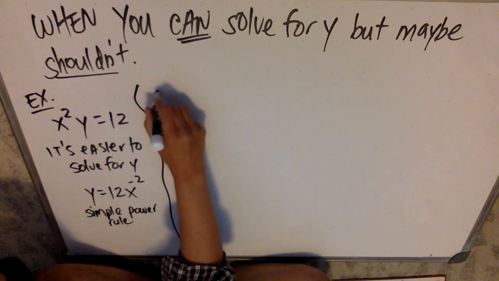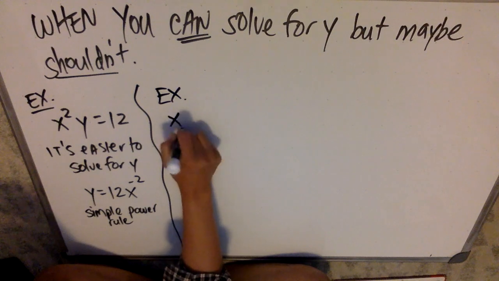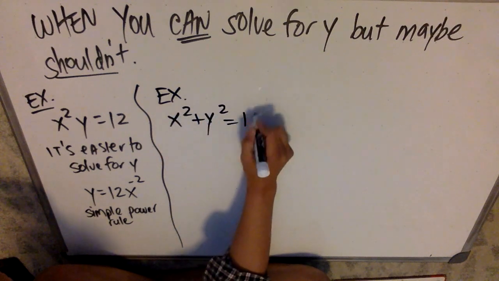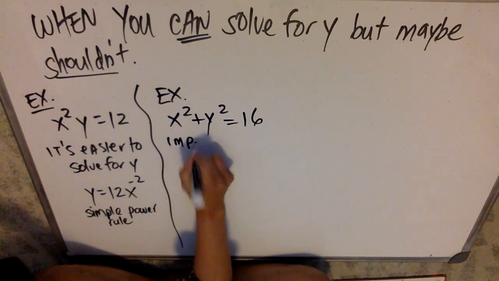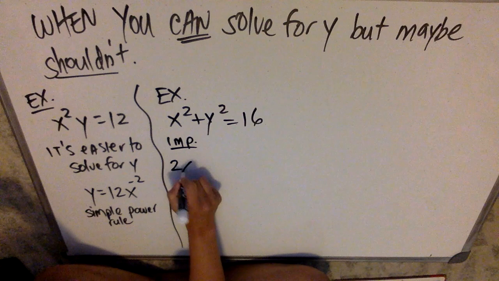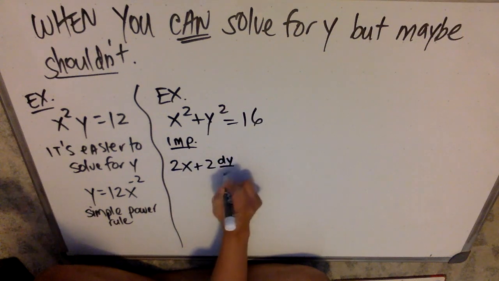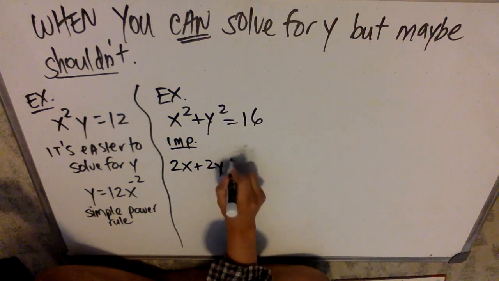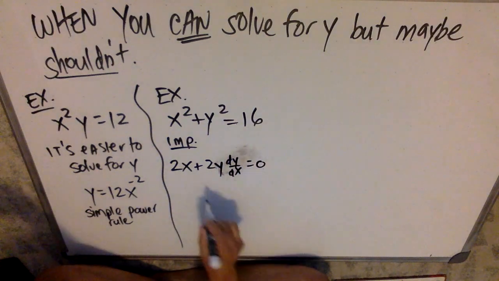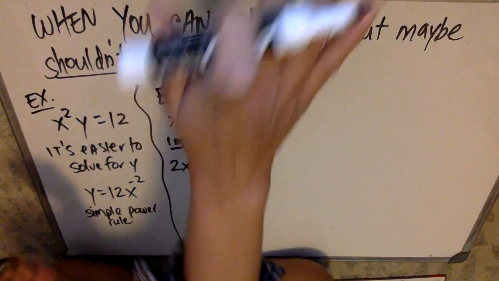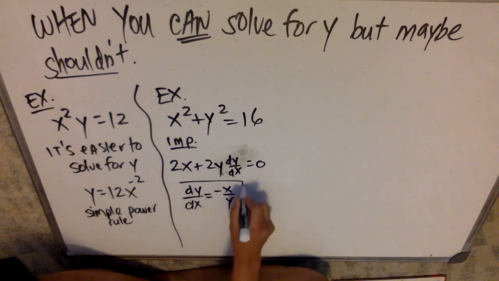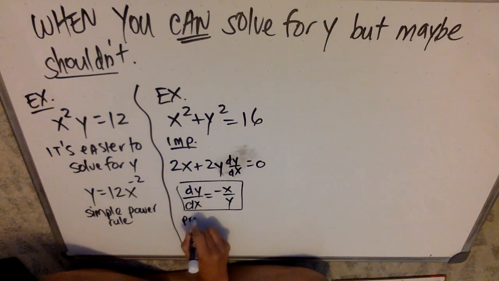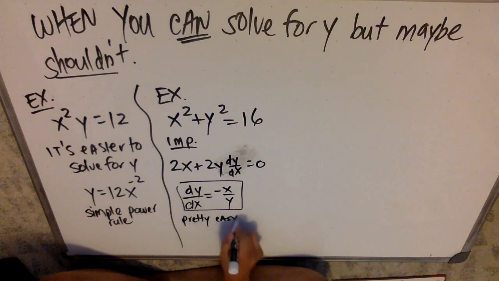But let's look at the one we just did a second ago. x squared plus y squared equals 16. Now, we saw that when we differentiated implicitly, we got 2x plus 2y dy dx equals 0. And with a little bit of quick solving, we moved the 2x over, we divided by the 2y, and we got that dy dx was negative x over y. And it was pretty fast, okay?